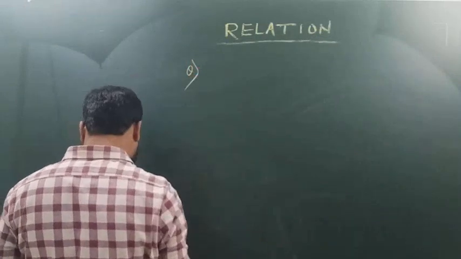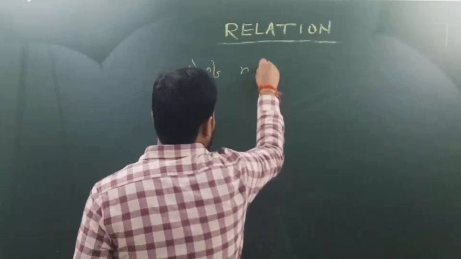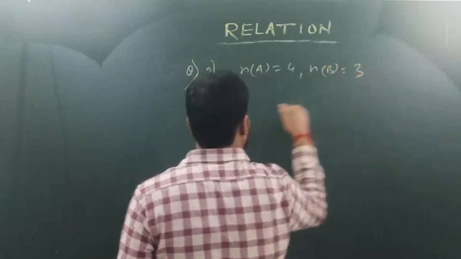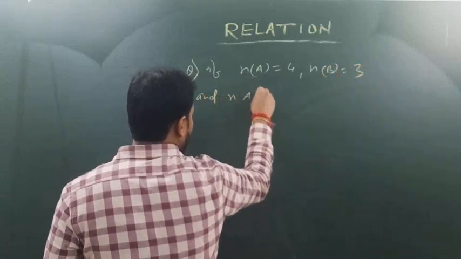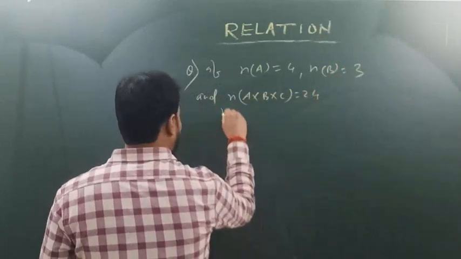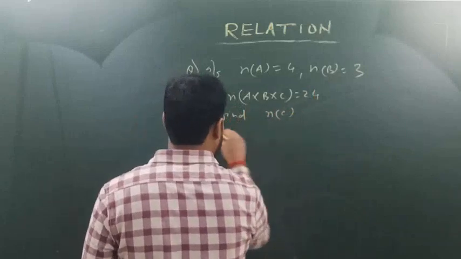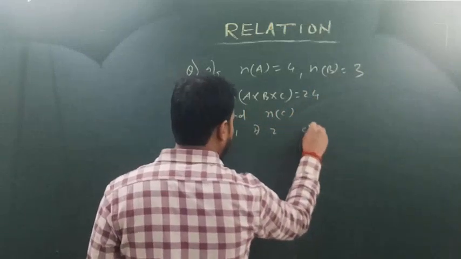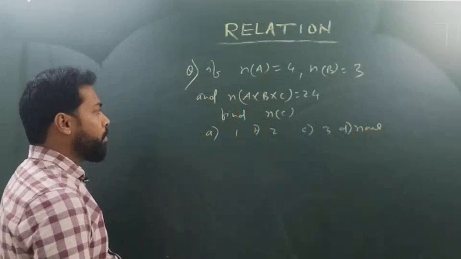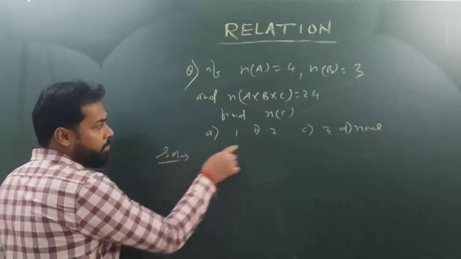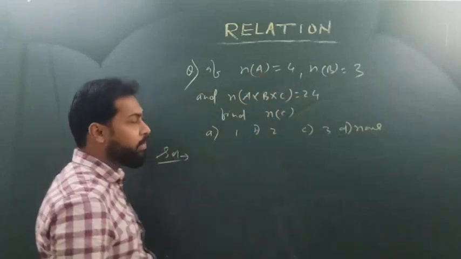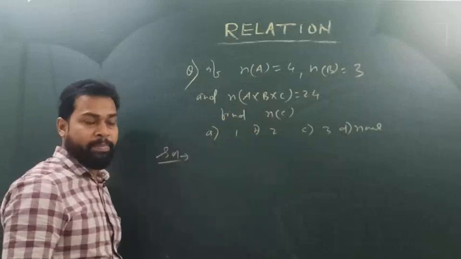The next question is: if n of A is 4, n of B is 3, and n of A cross B cross C is 24, find n of C. Options given are 1, 2, 3 and none of these. So what do we have to find out? The number of elements in set C. The number of elements in set A is 4, and in set B it is 3. This is the Cartesian product of A, B and C.